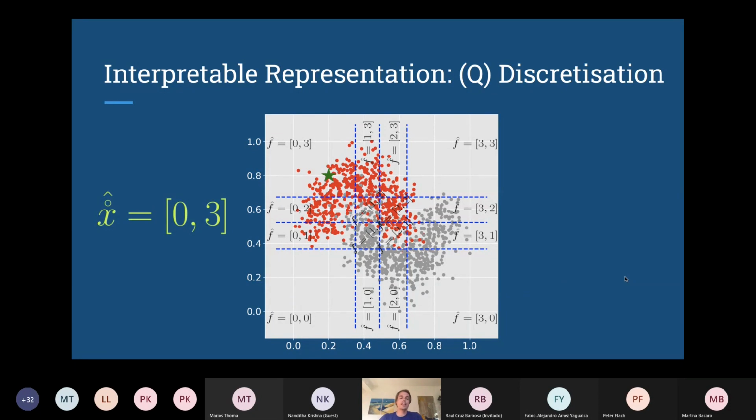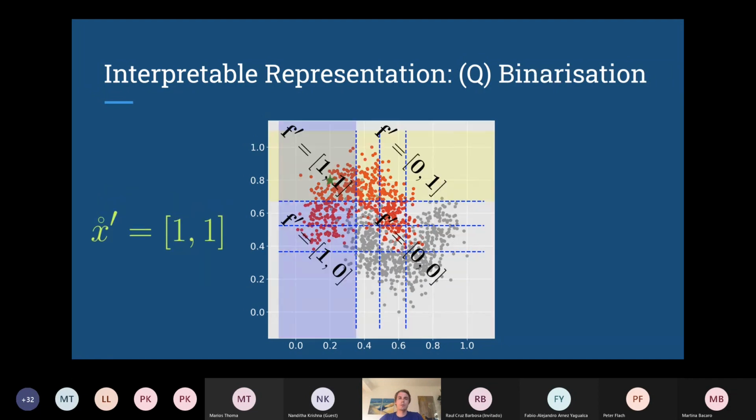But this only gives us a discrete representation. And for all of the other cases, we had a binary representation. We switched something on or off. So we're not quite there yet. The second stage of the interpretable data representation for tabular data is then binarizing our discrete representation. This provides us with 2 binary features for each axis and 4 different regions. So 1 in our binary representation would mean that we are in the region of the explained instance.